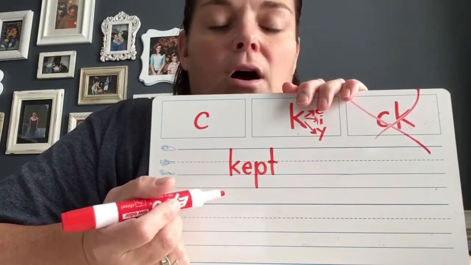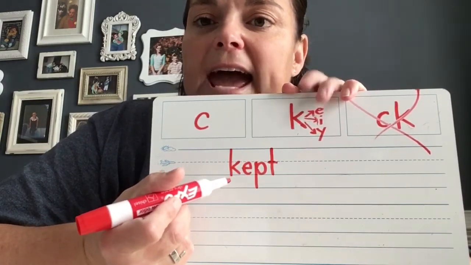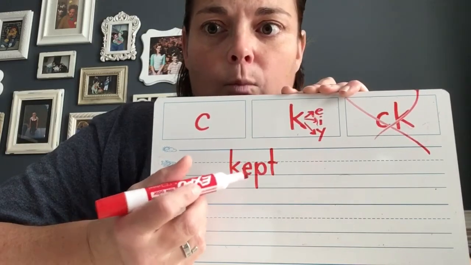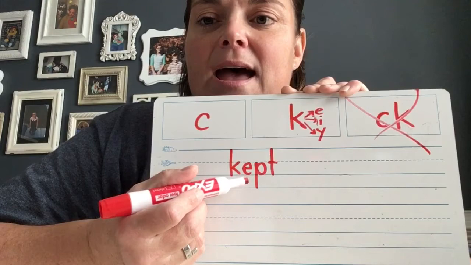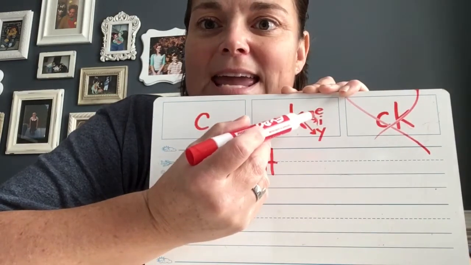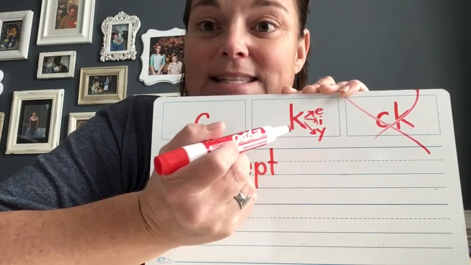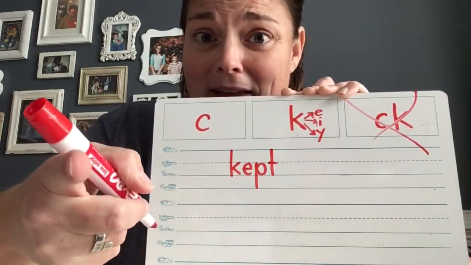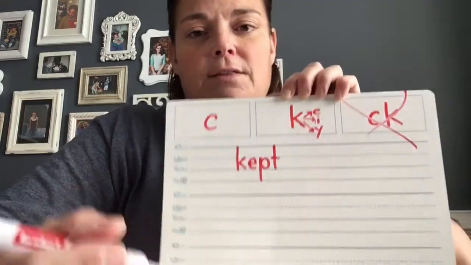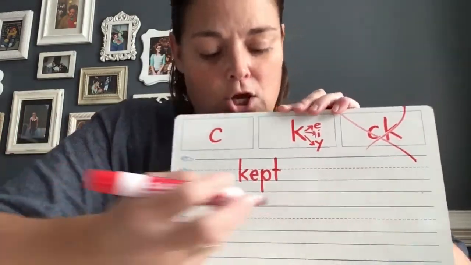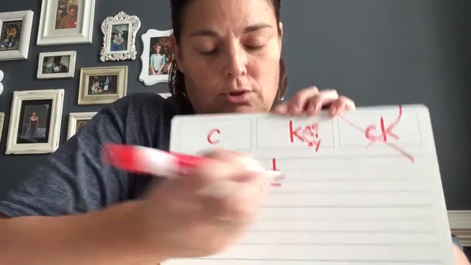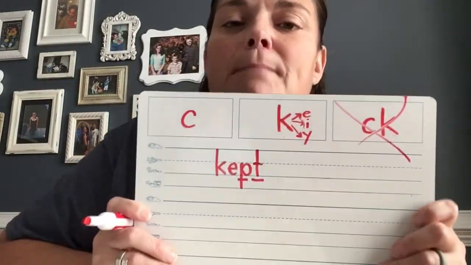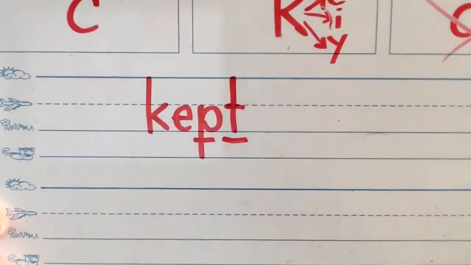Kept. I used the K in the beginning of this one. It's not usual, is it? But I used it. What came next? Ed. E. If E comes next, it's a K, remember? Kept. Did you get it? Oh, I know. Okay, the blend. 2 letters, 2 sounds. Kept. You guys are amazing. Keep up the good work.